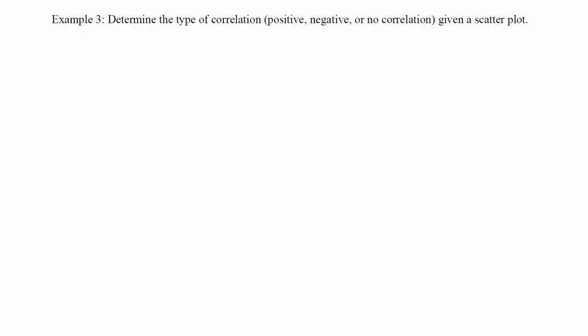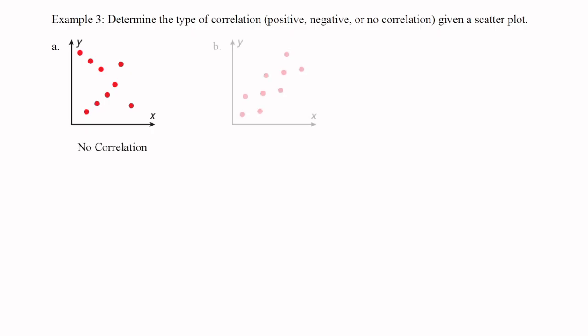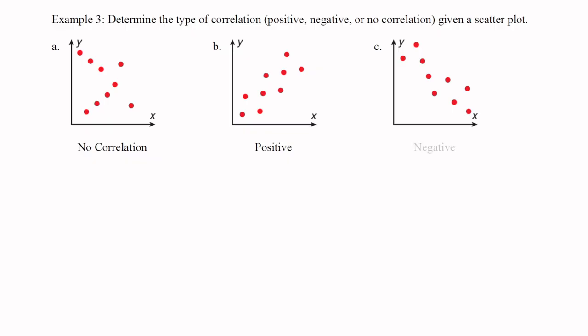Determine the type of correlation, positive, negative, or no correlation, given a scatter plot. So A here, some of the data is going down, but some's going up. You can't make a definitive call on either, so there is no correlation. For B, the data all generally seems to be going up, so it's positive. And for C, the data all generally seems to be going down, so negative.